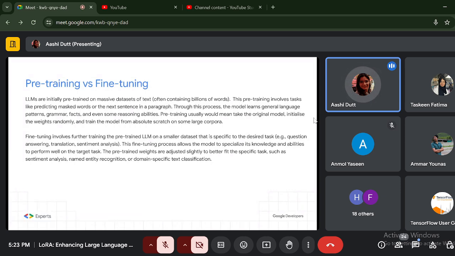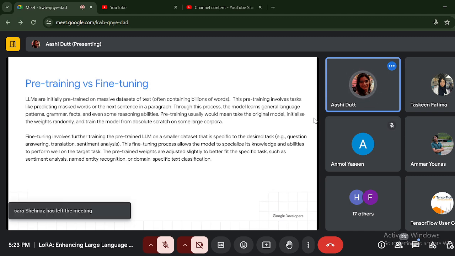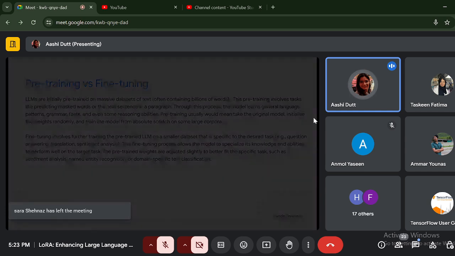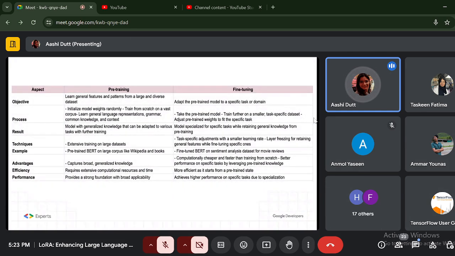You have that information in your knowledge base, but now you have a niche that you are trained on a very specific data set and you do a desired task, right? So here is a very brief comparison between pre-training and fine-tuning.